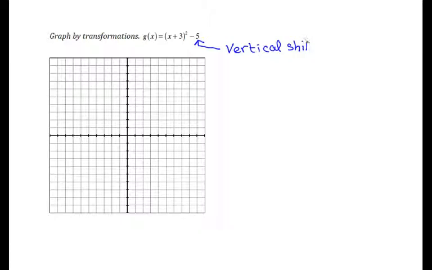And then I try to figure out which direction it would go, knowing that vertical shifts always go in the more intuitive direction. A negative number would be down, which is the negative direction. So this is a shift down 5.